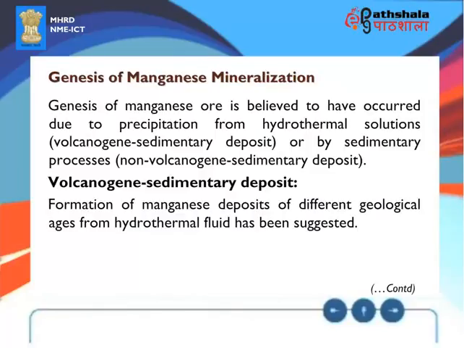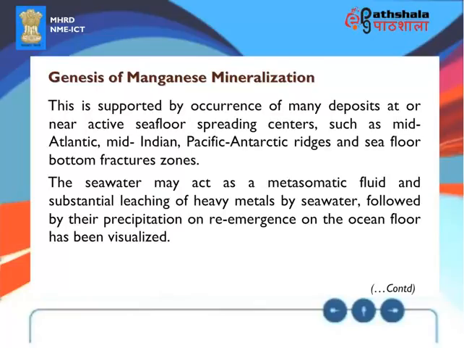Genesis of manganese ore is believed to have occurred due to precipitation from hypothermal solutions, volcanogene sedimentary deposit, or by sedimentary processes, non-volcanogene sedimentary deposit. Volcanogene sedimentary deposit. Formation of manganese deposits of different geological ages from hydrothermal fluid has been suggested. This is supported by occurrence of many deposits at or near active seafloor spreading centers such as Mid-Atlantic, Mid-Indian, Pacific Antarctic ridges and seafloor bottom fracture zones.